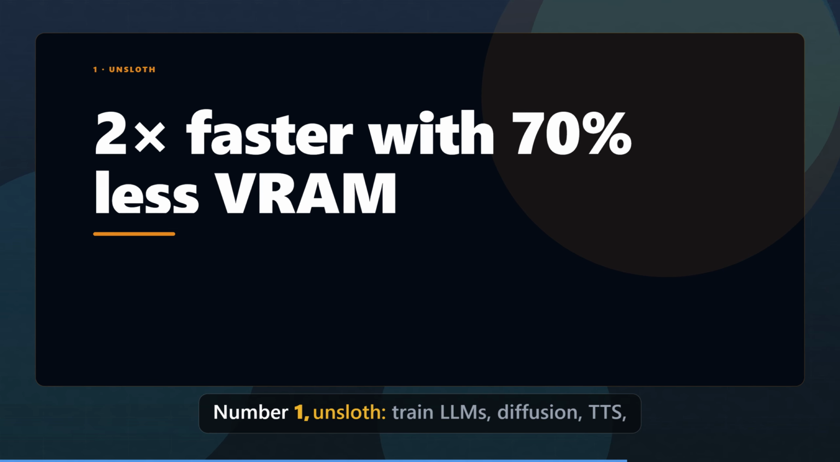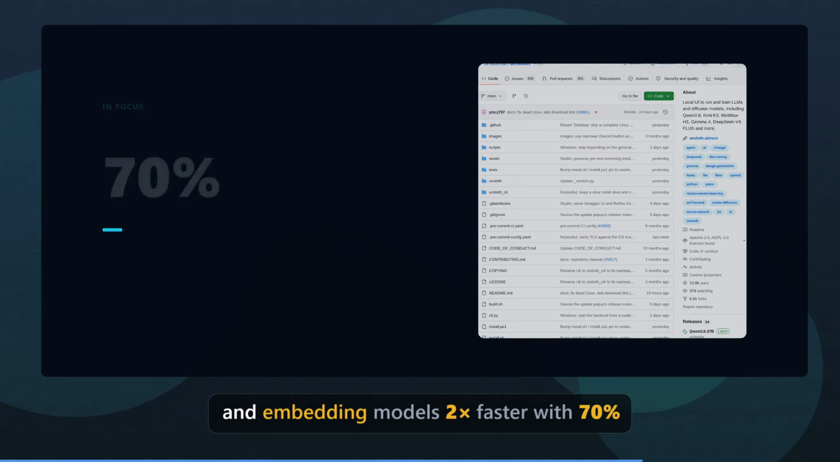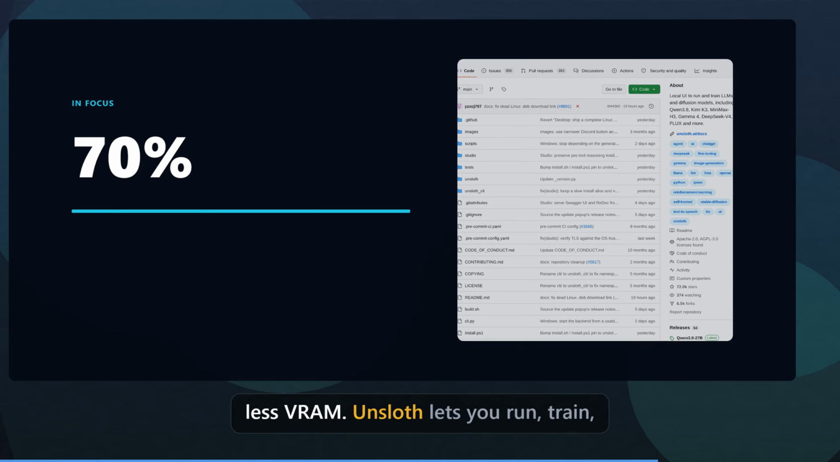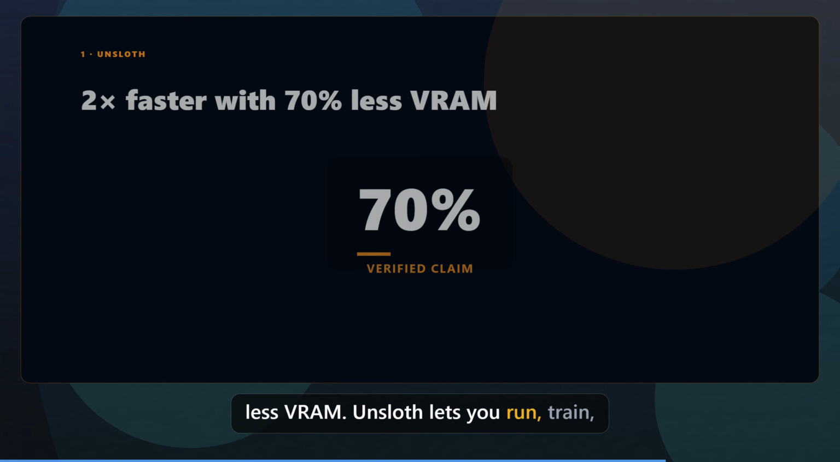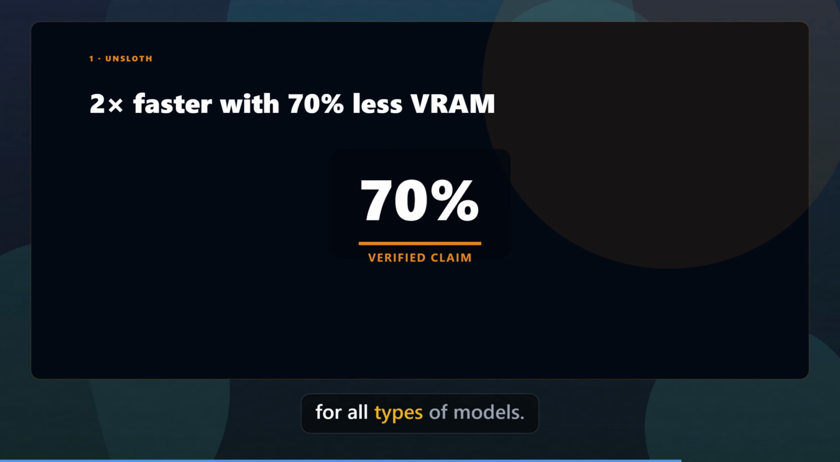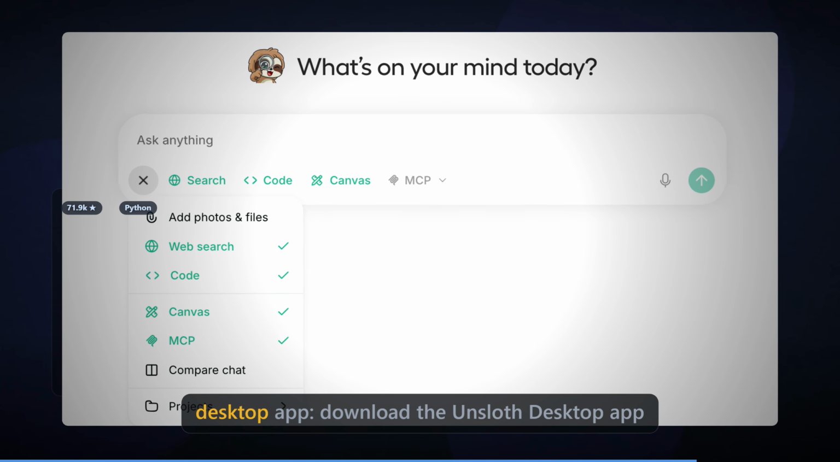Number 1, Unsloth, train LLMs, Diffusion, TTS, and embedding models 2 times faster with 70% less VRAM. Unsloth lets you run, train, and deploy AI models locally, with support for all types of models. What sets Unsloth apart is the native desktop app.